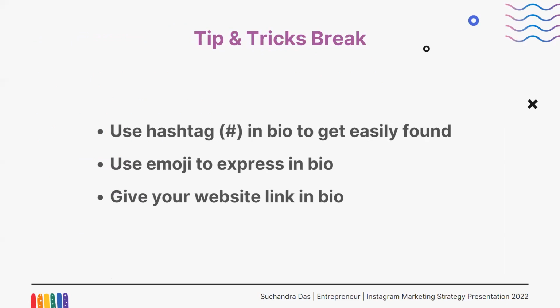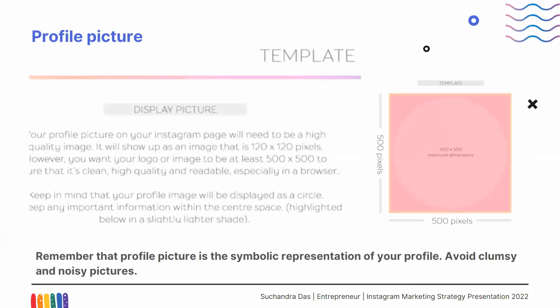I don't know why I have used it, but you can choose better emojis for your bio, of course. And give your website link in the bio, because whenever you are creating a post in Instagram, if you give any link in that text section, that is not clickable. No one can click on that link and go to that website. So give the link in your bio, because any link in bio is clickable.